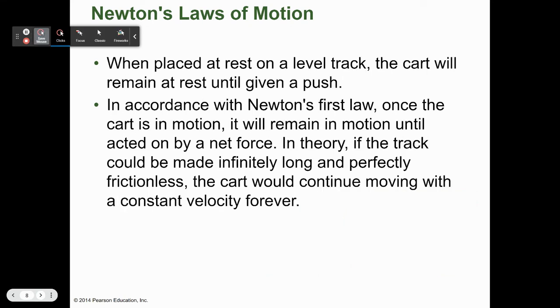So, in place at rest on the level track, a cart will remain at rest until given a push. In accordance with Newton's first law, once the cart is in motion, it remains in motion until acted on by a net force. In theory, the track could be made infinitely long and perfectly frictionless. So the cart would just go on and on and on forever at a constant velocity.